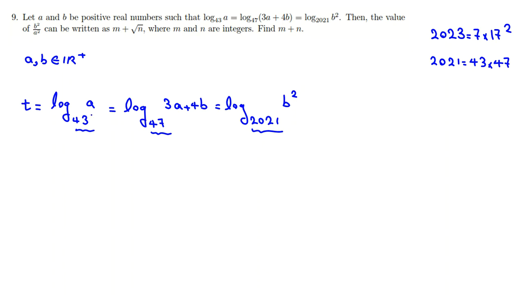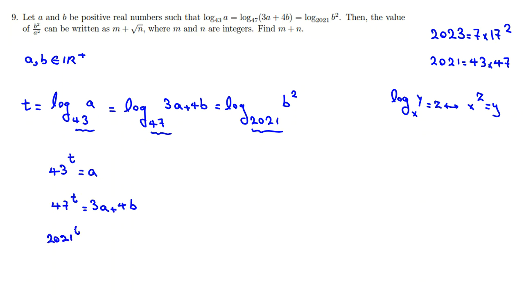Now I want to change the logarithm to something to the power of something. The definition is: if, for example, log base x of y equals z, it is equivalent to x to the power of z equals y. By this definition, we know that 43 to the power of t equals A. The next one, 47 to the power of t equals 3A plus 4B. And 2021 to the power of t equals B squared.